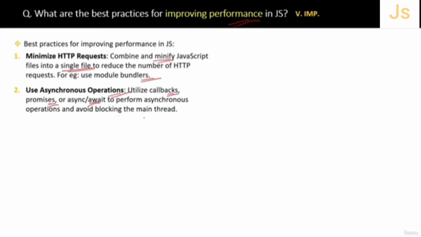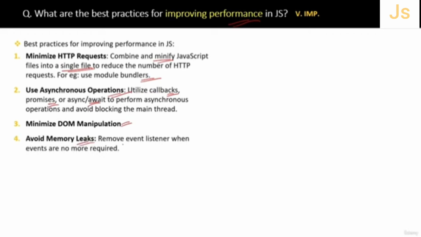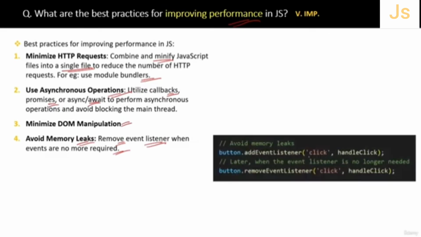Third practice is to minimize DOM manipulation. Continuously manipulating the DOM is a very time consuming process. So minimize it as much as possible. It is not possible that you will completely remove it because it is necessary. But yes, try to minimize the DOM manipulation. Next best practice is avoid memory leaks. For that, remove the event listeners when events are no more required. Otherwise they will just occupy the memory in your JavaScript engine, and that will impact the performance, right?